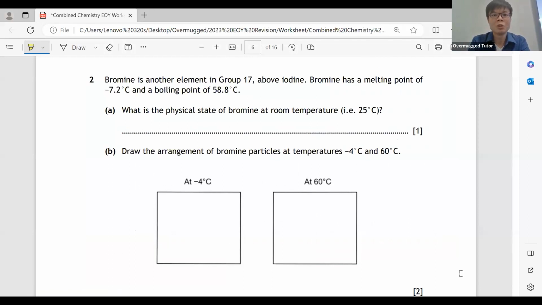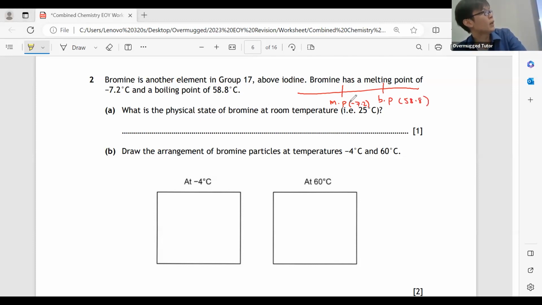Alright. So group 17 is your group VII essentially. Above iodine, bromine has a melting point of negative 7.2 and boiling point of 58.8. For this kind of question, what you do, you simply just draw a number line. Okay, melting point, boiling point. It's just like a normal math number line, okay? Then your melting point is negative 7.2. Your boiling point is 58.8.